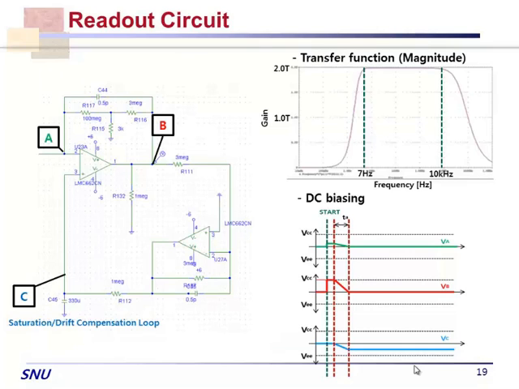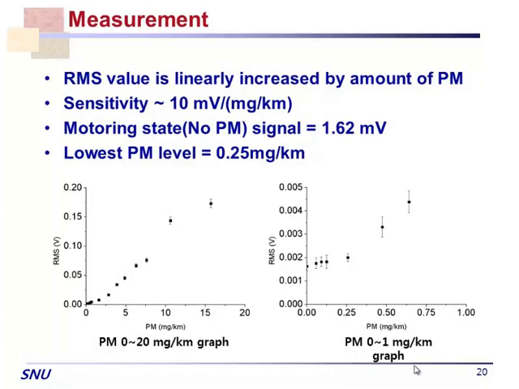So this is the schematic of the readout circuits with a 7 hertz to 10 kilohertz bandwidth, and most of the signals are located here, less than 200 hertz. So it's quite simple circuits and structures. And here's the output of the sensor, this is PM in terms of milligram per kilometer, and then RMS voltage. So we have a kind of linearity here, okay, and the sensitivity is 10 millivolt per milligram per kilometer.